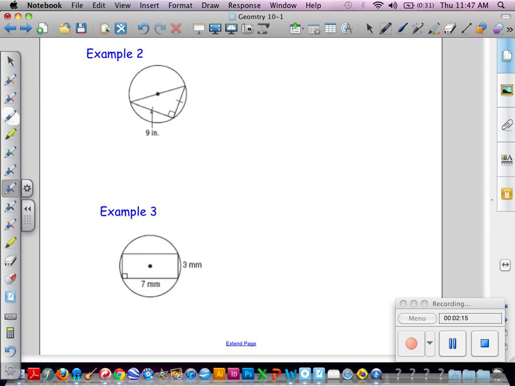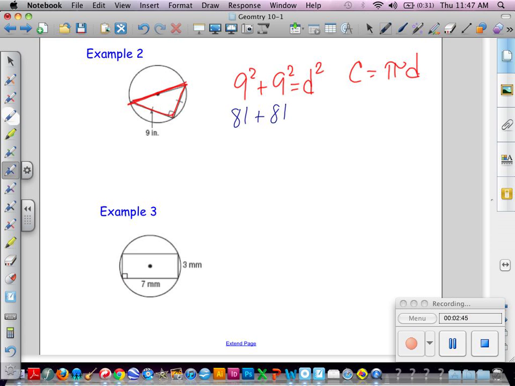Let's look at example number 2. Again, we're looking for the circumference. Circumference is pi times diameter, so you need to find the diameter. Both sides of the triangle are 9. So I'm going to take 9 squared. 9 squared is d squared. This time, this is not a 3, 4, 5 triangle, so I need to go ahead and square them. 81. 81 is d squared.